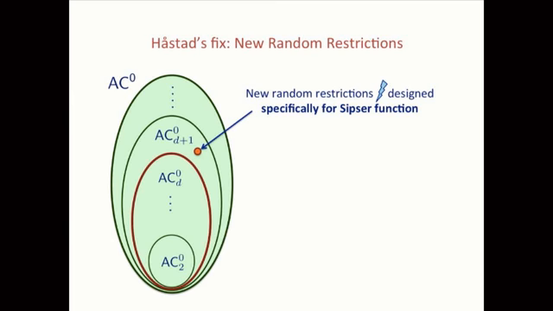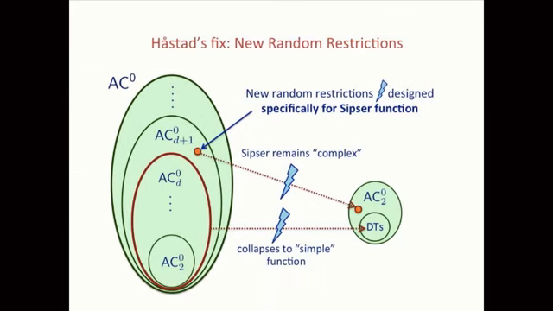But this was not trouble for Hastad. He was able to do it by designing new random restrictions, not yellow in color, but blue in color, designed specifically for the Sipser function to keep it complex. So in a picture, what he does is that he comes up with a new one, specifically with Sipser in mind, so that he very carefully keeps Sipser complex.